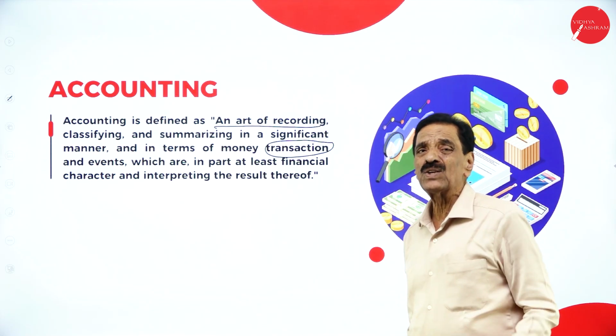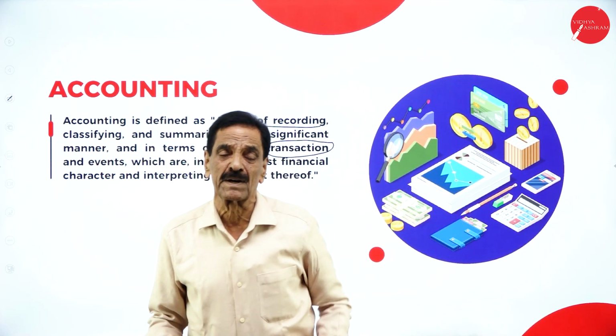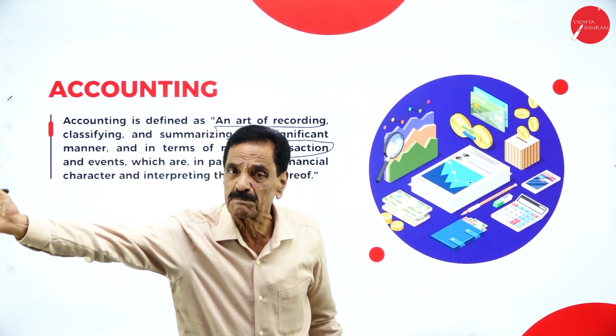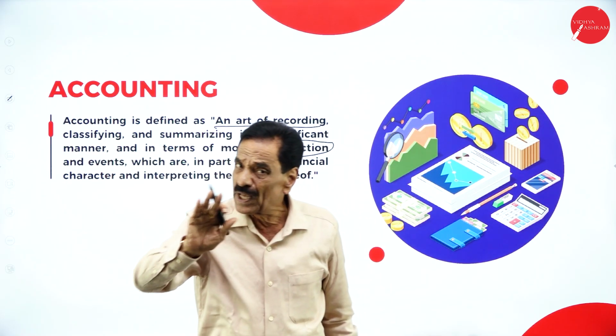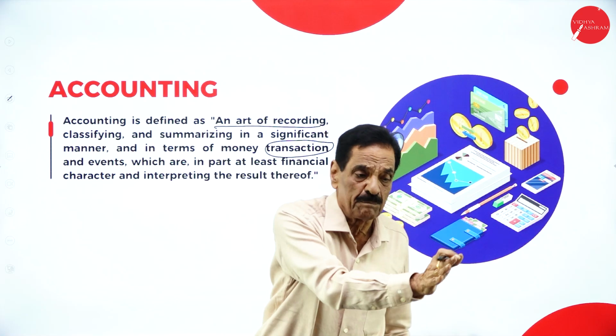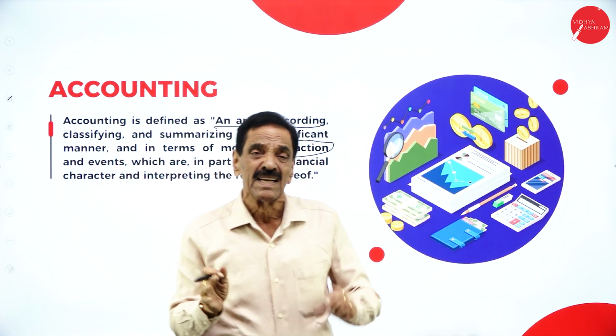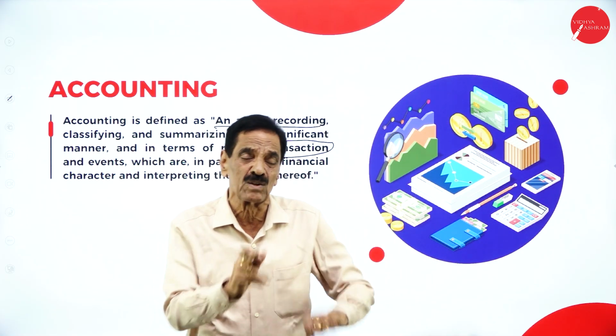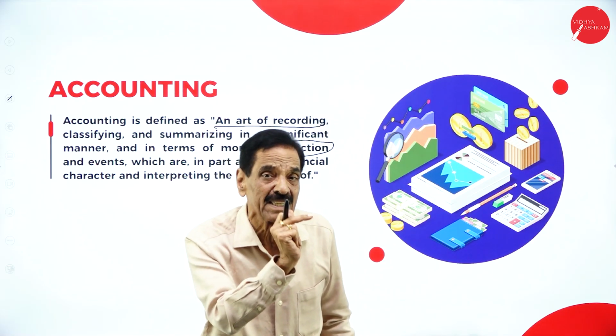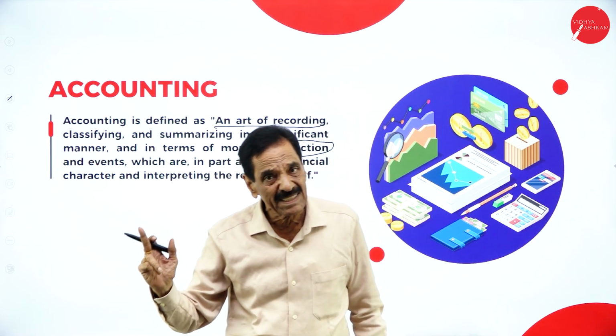So transaction means transfer of property from one person to another person. I will repeat, transaction means transfer of property from one person to another. There are two types of transaction. One is called cash transaction, another is called credit transaction.